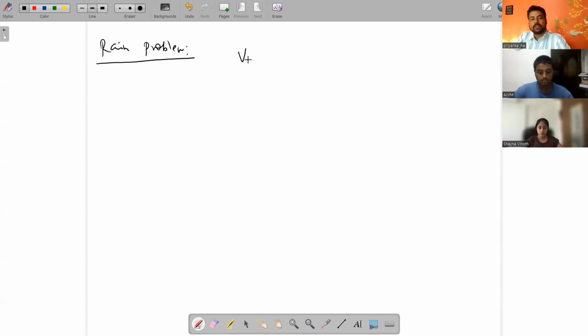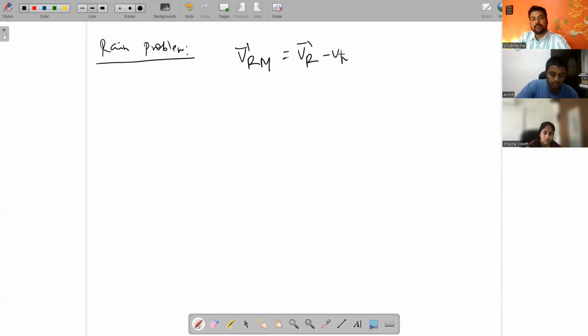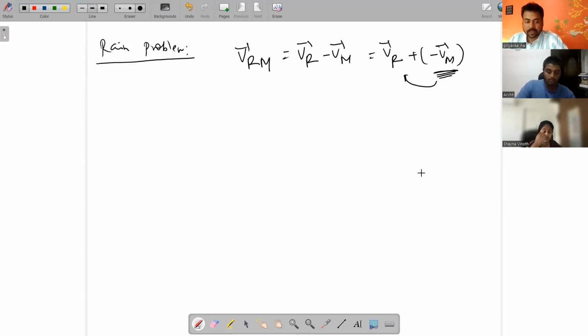So the velocity of rain with respect to man can be written as velocity of rain minus velocity of man. Or you can also write velocity of rain plus minus velocity of man. So to find the relative velocity of rain with respect to man, you just have to add the reverse of the velocity of man to the velocity of rain, right?